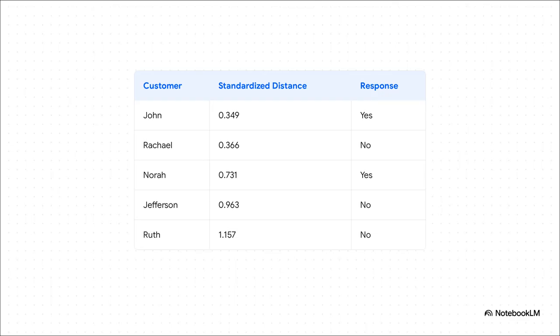Let's look at this with a real example. Say we're looking at 5 neighbors to predict if a customer will respond. With a simple vote, we've got 3 no's and 2 yeses, so the prediction is no. But hang on, look closer. The 2 closest neighbors, John and Rachel, are totally split, and the yes from Nora is a lot closer than the other 2 no votes. The simple vote count just completely misses that nuance.